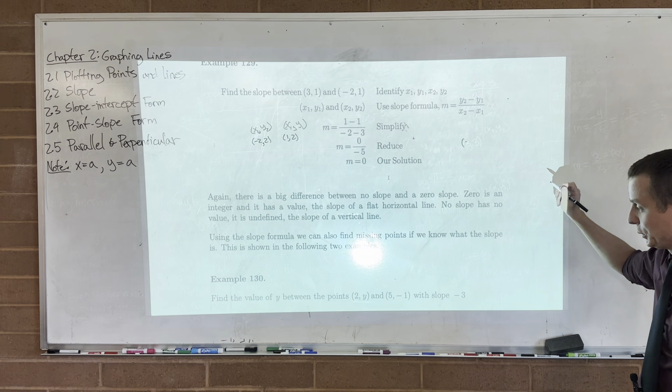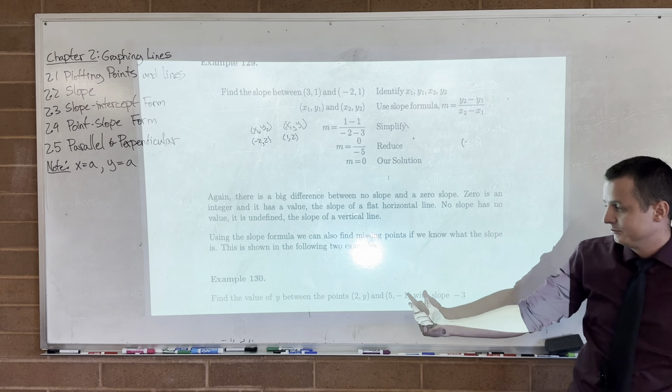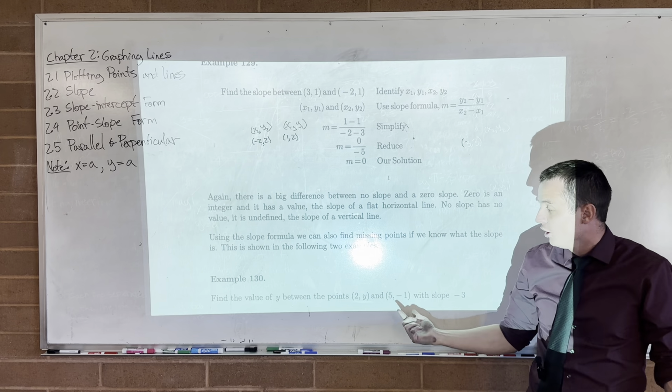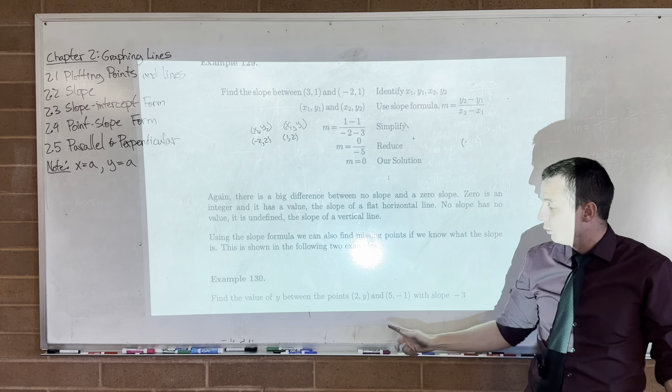Okay. Focus, focus. It's a trick problem. So we're trying to find y, right? Yes. We have 2 points here. We have a point (2, y). I don't know what the y is. And we have (5, -1). But we know that the slope between those 2 points is negative 3.